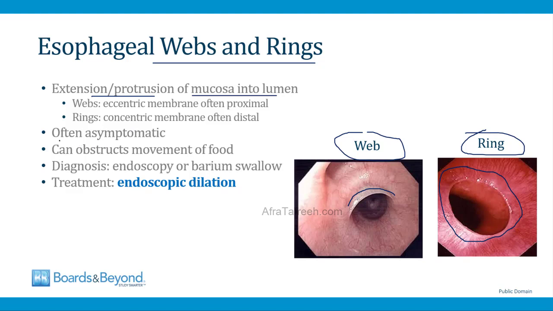Many patients who have webs and rings are asymptomatic, but they can obstruct the movement of food, leading to either food impaction or dysphagia, usually for solids. The diagnosis is usually made by endoscopy, although it can also be made by barium swallow, and the treatment is with endoscopic dilation. You can dilate the esophagus and it will essentially push the web or ring into the wall of the esophagus, and therefore it will no longer be able to obstruct food.